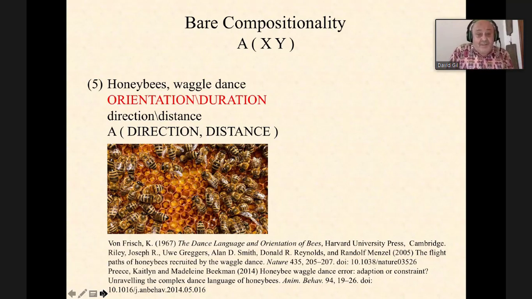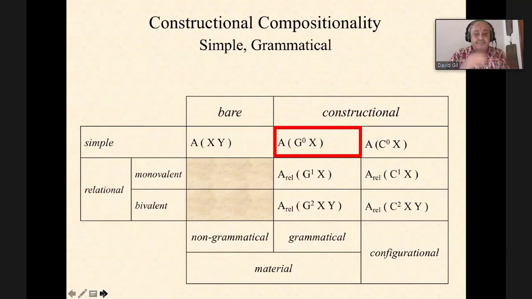So these are the examples that I have so far, not that many, of bare compositionality in animal communication. I'm sure I've missed plenty of examples, but there aren't really that many. You have to really look hard to find such examples in animal communication systems. The rest of the talk will be concerned with constructional semantics, constructional compositionality.